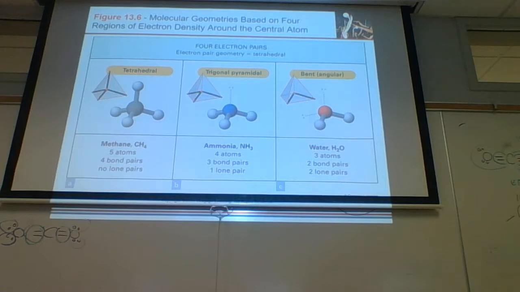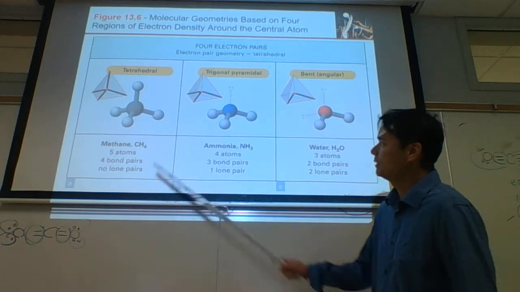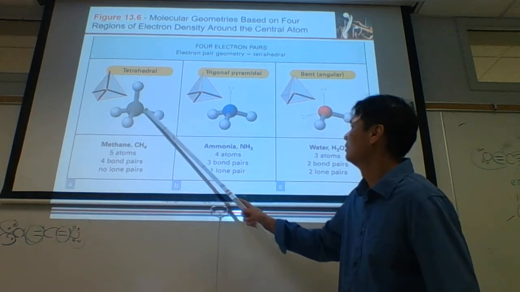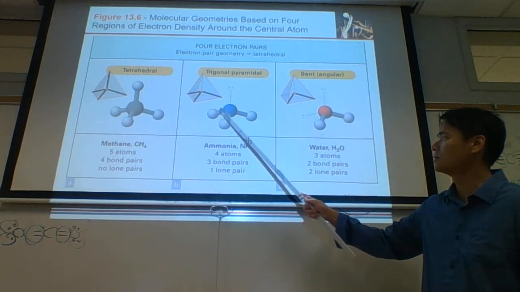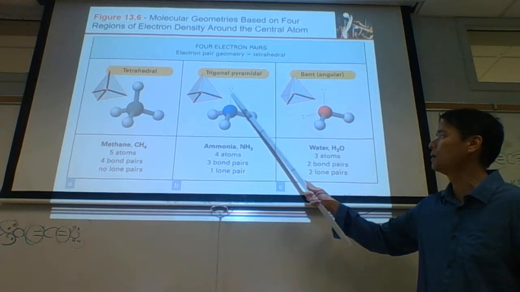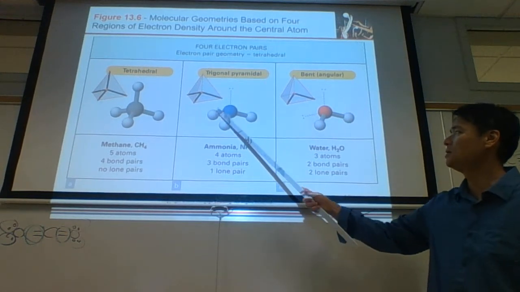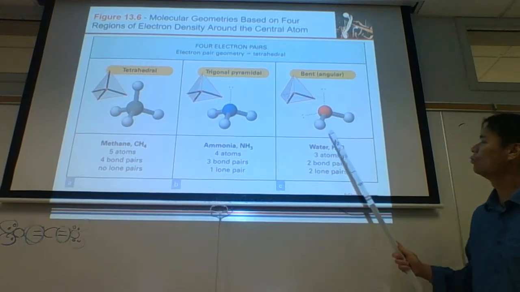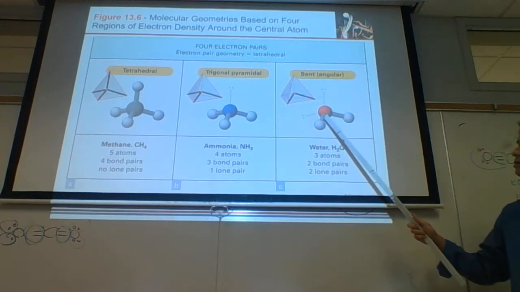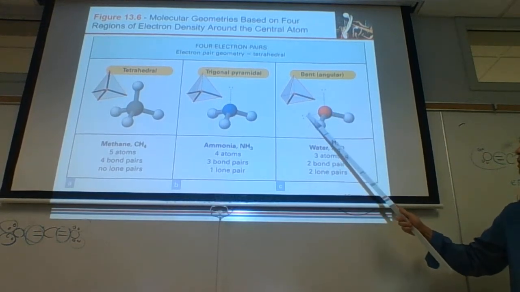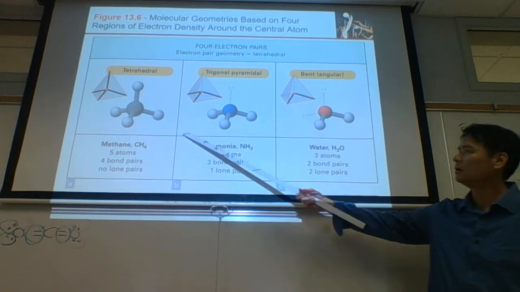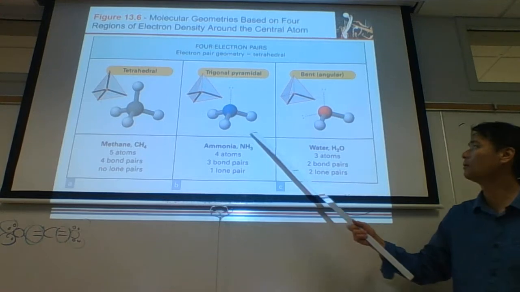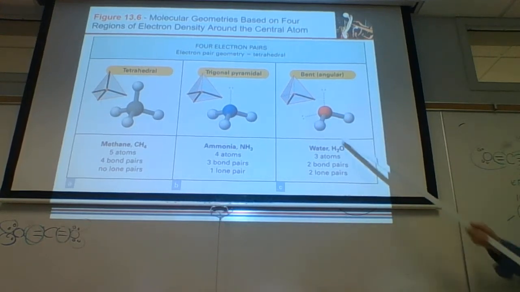So all three of these have the same EPG. Methane, EPG's tetrahedral. Ammonia, EPG's tetrahedral, because here we have four groups: single bond, single bond, single bond, lone pair. Here, water, EPG's tetrahedral. Single bond, lone pair, four groups, tetrahedral. But the molecular geometries are different: tetrahedral, trigonal pyramidal, and bent or angular.